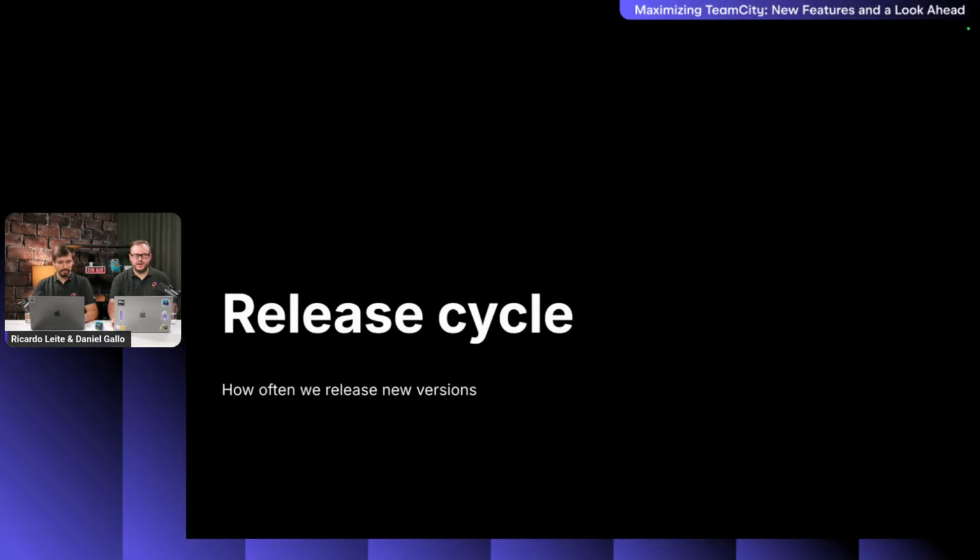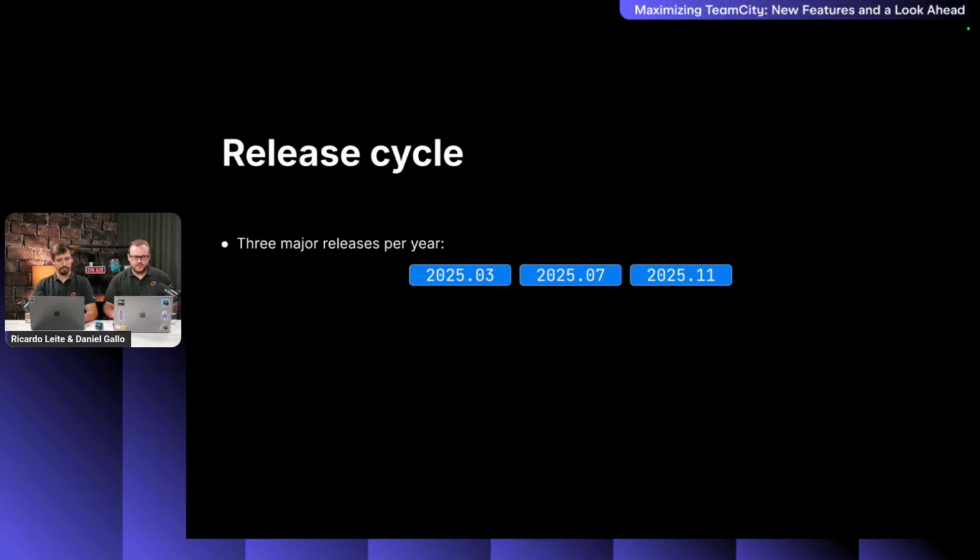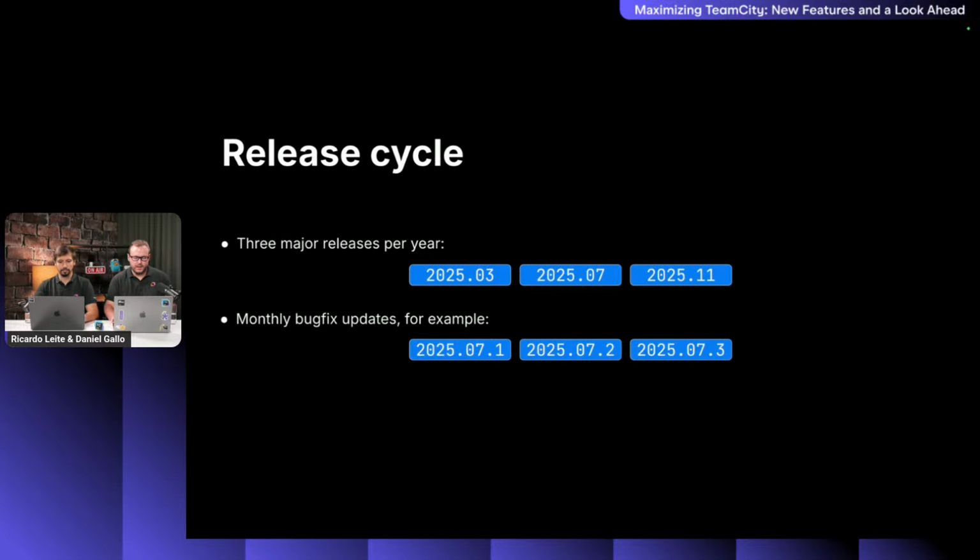Yeah, thanks, Ricardo. First of all, we're going to do a recap on our release cycle and how often we release new versions of TeamCity. So we do 3 major releases per year. And for example, this year we had 2025-03, 07, and 11. And we also release monthly bug fix updates. For example, with the July release, we had 0.1, 0.2, and 0.3. And you can upgrade and downgrade between those minor versions without any issues.